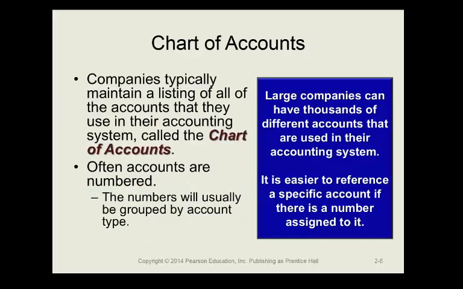Then a company is going to have a chart of accounts. This is just a listing of all of the accounts they use in their system, and we call that a chart of accounts. There are no balances on there, but the actual accounts are going to be numbered, and they're going to be grouped by account type. It depends on the business size. Smaller businesses may not have as many accounts, and their chart of accounts is going to be smaller, but the larger the company, the more accounts they're going to have, and the more numbers each account is going to have associated with it.